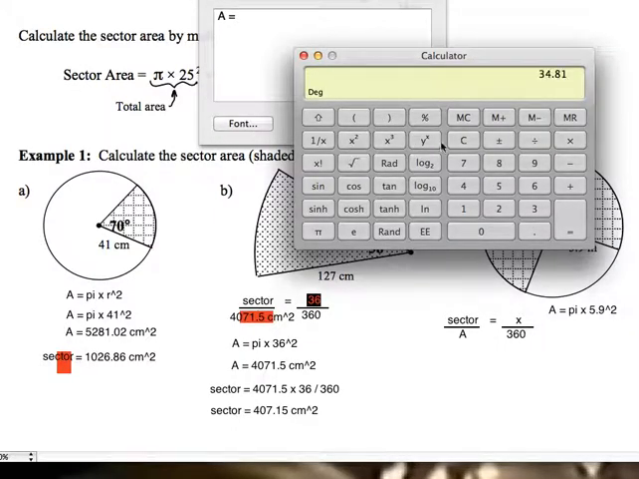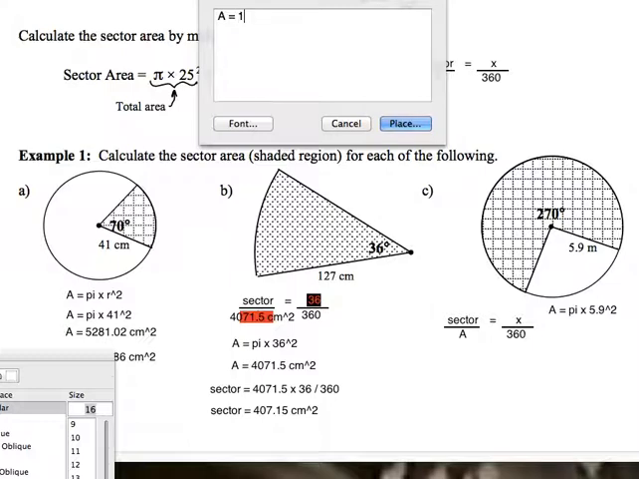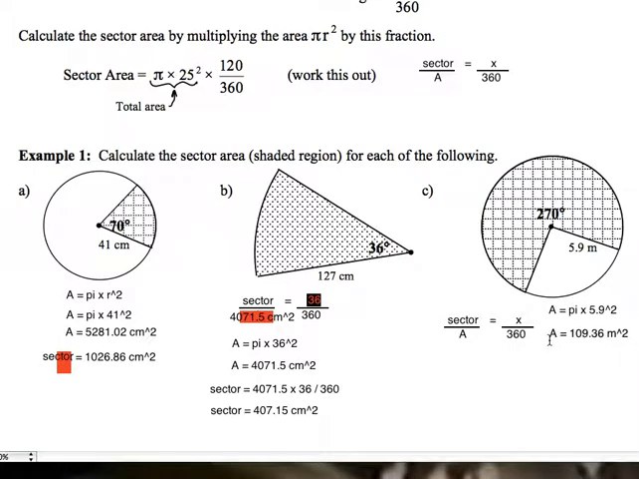5.9 squared times pi gives me the area of the whole circle, 109.36 meters squared. Again, this is not an accurate representation of what 109 square meters would look like. I would not have enough paper in all the school to be able to draw that for you guys. But if I had the area of this whole circle, it would be 109.36 meters squared. But I don't want the area of the whole circle. I just want part of it.